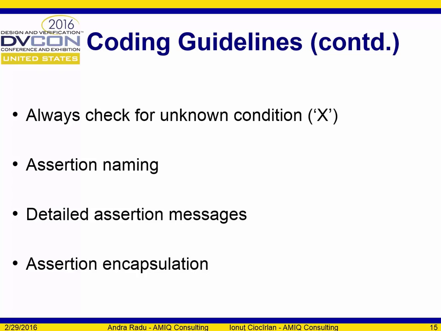The next two coding guidelines refer to having assertion labels that are explicit, which helps with debugging. This can be paired with having detailed assertion messages. Let's say in the fail block, if an assertion fails, you should have as much detail as possible. You should not be cheap on this, let's say. And the last coding guideline is related to assertion encapsulation.